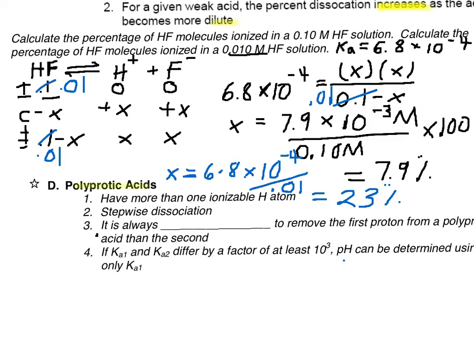Polyprotic acids are acids that have more than one ionizable hydrogen atom. Alright, so these are going to be things like H2CO3, H3PO4, pretty much anything that has multiple hydrogens that can dissociate to form hydrogen ions when you put it into water. HCl would not be polyprotic, that's monoprotic.